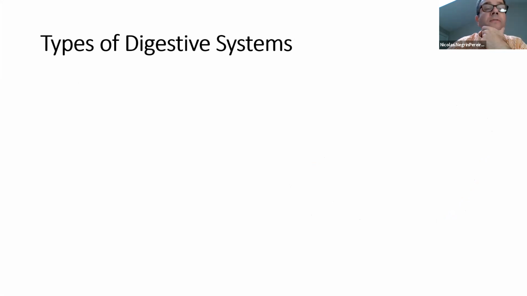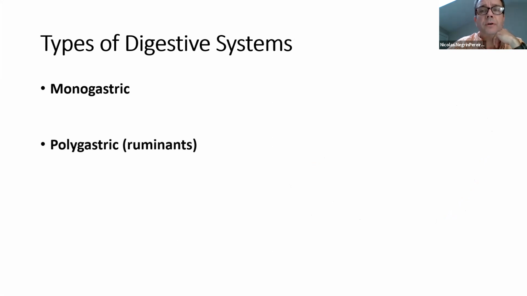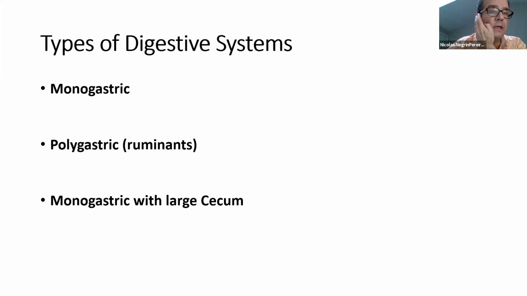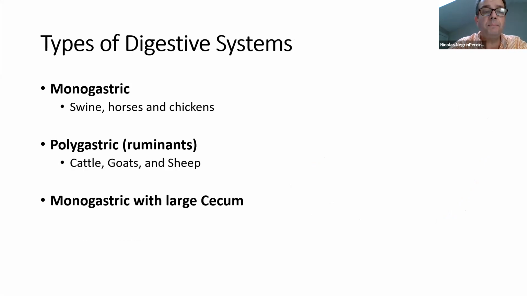So let's have a look at the different types of digestive systems we will find in animals. We have monogastrics, polygastrics or ruminants, and monogastrics which present a large cecum. A typical example of monogastric will be swine, the pigs, horses, and chickens. In polygastric, we will have cattle, goats, and sheep.